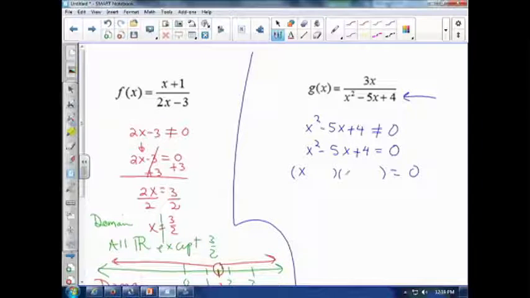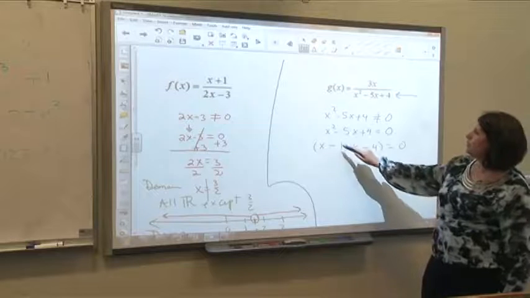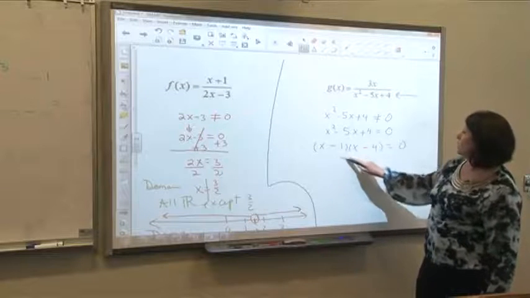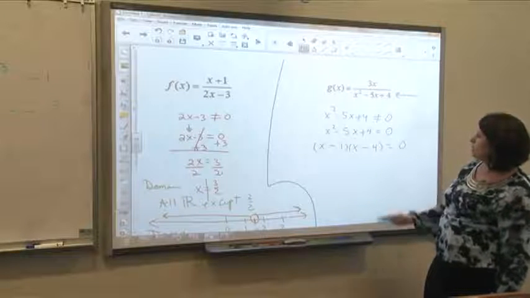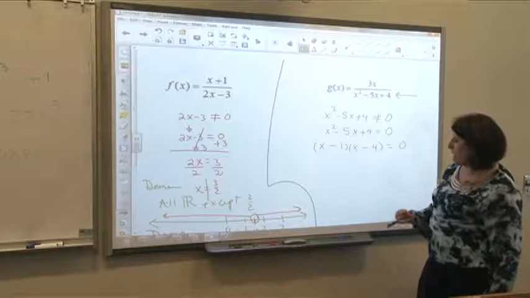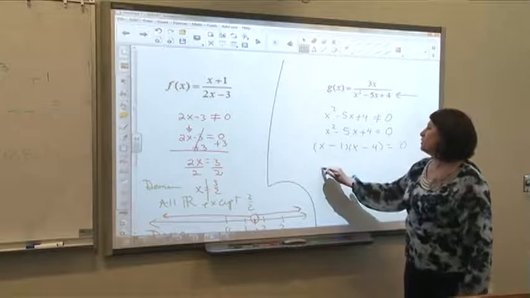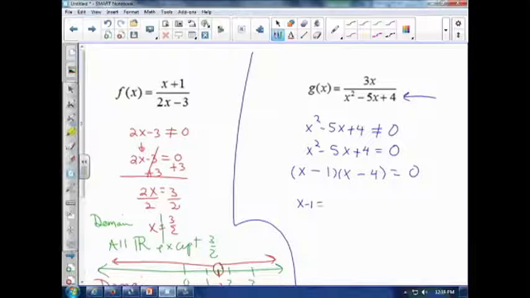X squared factors to x times x. For 4, I'm going to try 4 and 1. The last term is positive, so we're going to go with both negative. Inside is negative 1x, outside is negative 4x, so that gives you negative 5x. So make sure you factor correctly. And now you're going to take each factor and set it to equal 0. That's using the zero factor property.